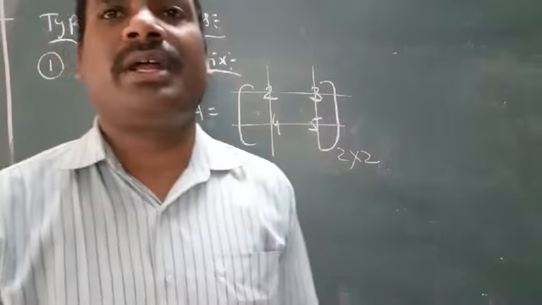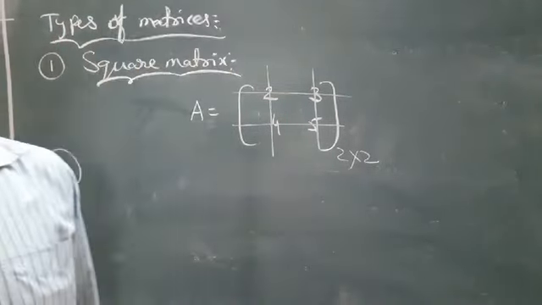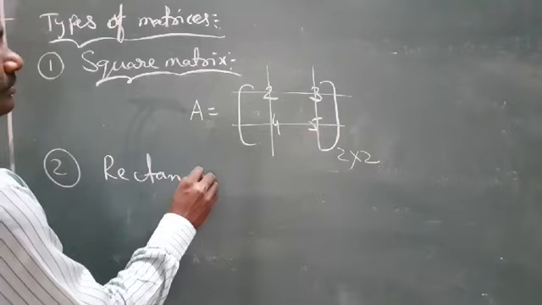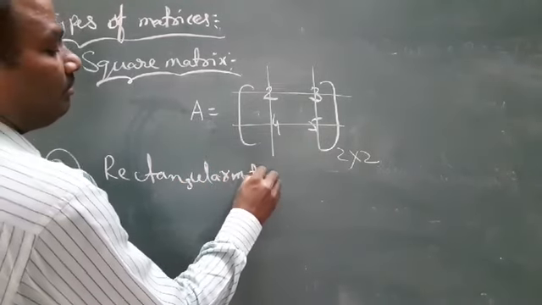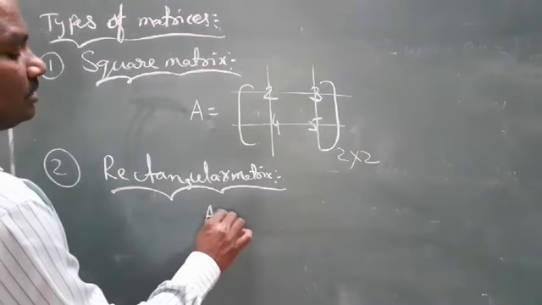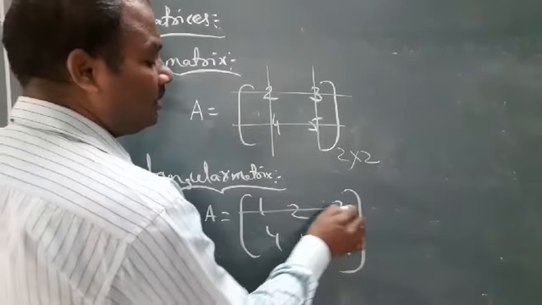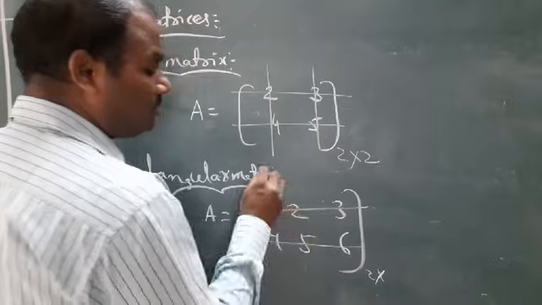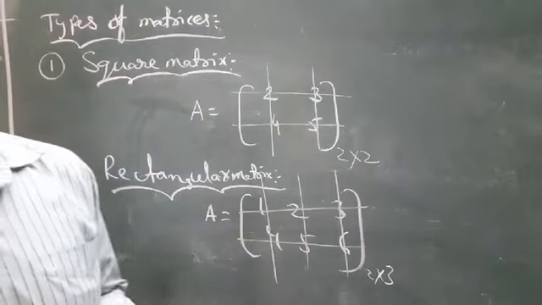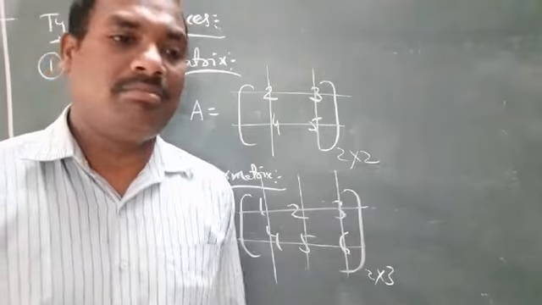Next, rectangular matrix. A matrix is said to be a rectangular matrix if the number of rows is not equal to the number of columns. Just 1, 2, 3, 4, 5, 6. How many rows are there? 1, 2. How many columns are there? 1, 2, 3. So 3. Number of rows 2, number of columns 3. So this matrix is called a rectangular matrix.